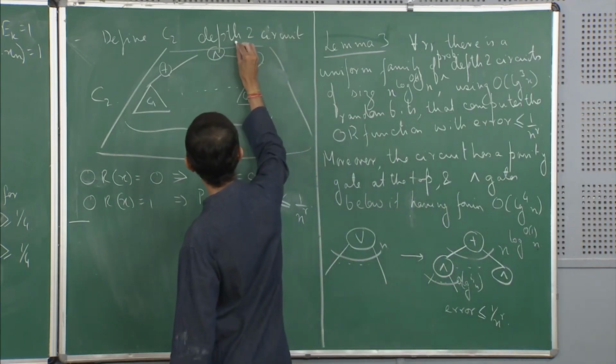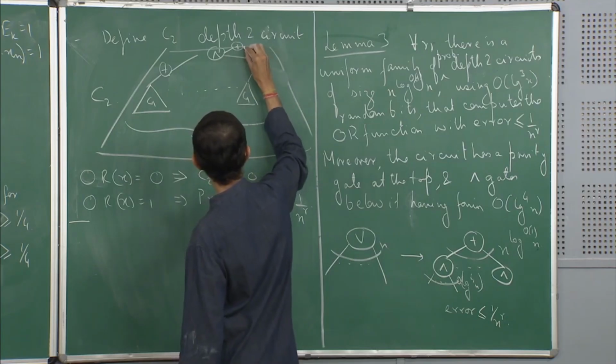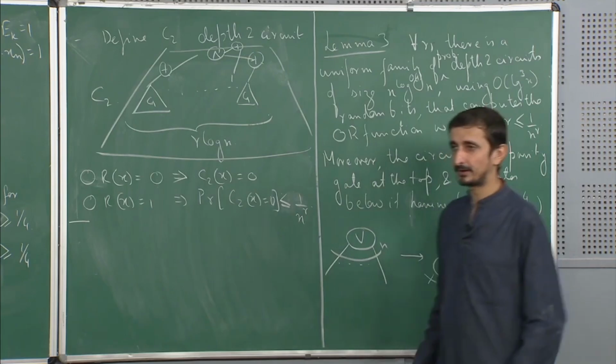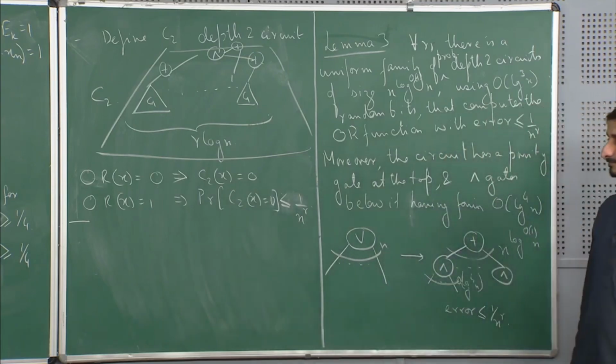So then I will have a parity gate which takes this and a 1 as input. That will flip the final answer.